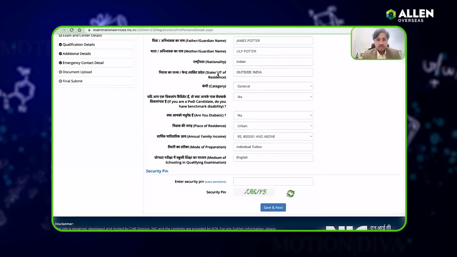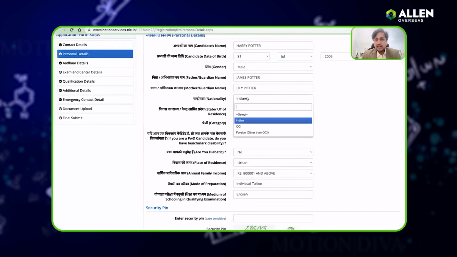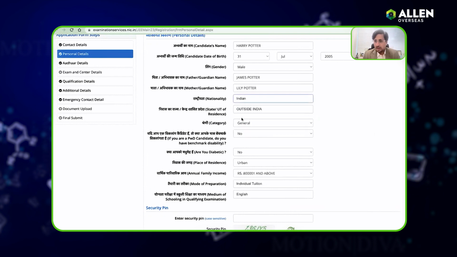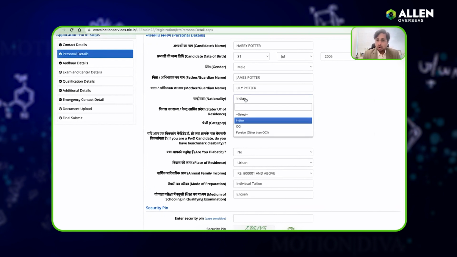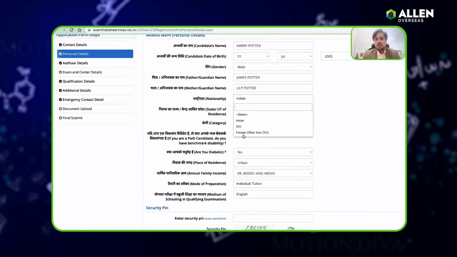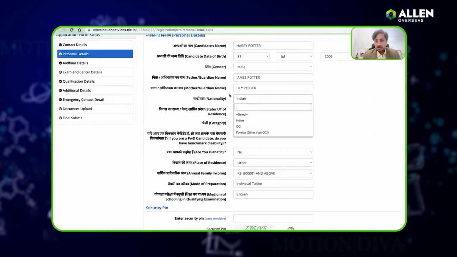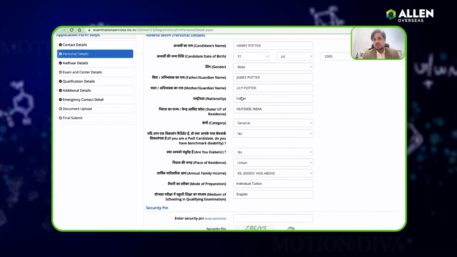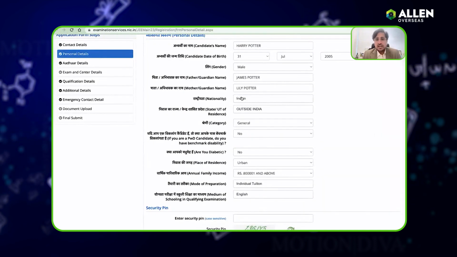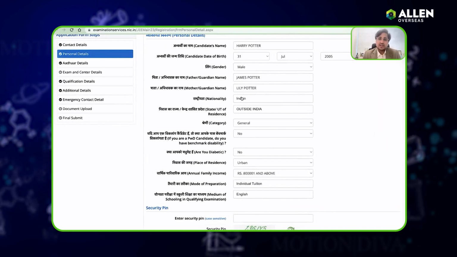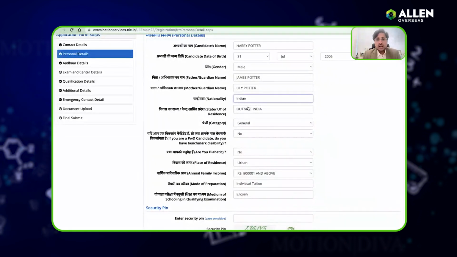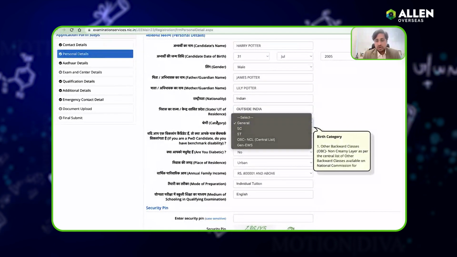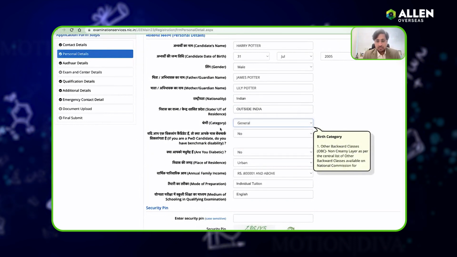Once again, I would like to mention that nationality would be Indian based upon your passport. If you are an Indian national, you have to fill it as Indian. If you are OCI or a foreign national, then you have to fill different things. It is mentioned in your passport also. But most of the students appearing for this examination from Gulf countries would have the nationality as Indian. So it has to be India, and then outside India would be the state and UT of residence. Category, any category you may belong to, you can fill based on that.